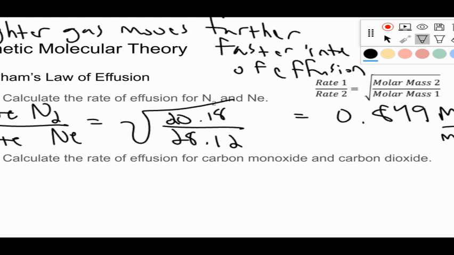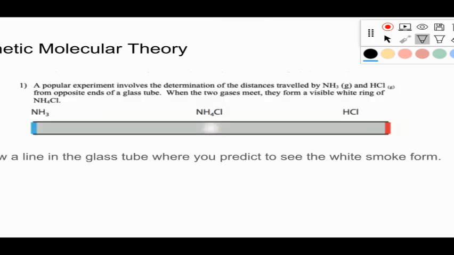So when we do these problems, your questions are going to be worded differently than asking you to do this calculation. But this calculation does exist. In college level chemistry, sometimes they do have you solve these things. So this says a popular experiment involves the determination of the distances traveled by ammonia gas and hydrochloric acid gas from opposite ends of a glass tube. When the two gases meet, they form a visible white ring of ammonium chloride. Draw a line in the glass tube where you predict to see the white smoke form, which means where are they going to meet to make that ammonium chloride.